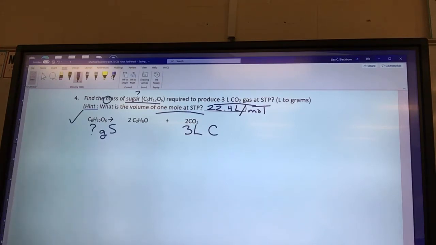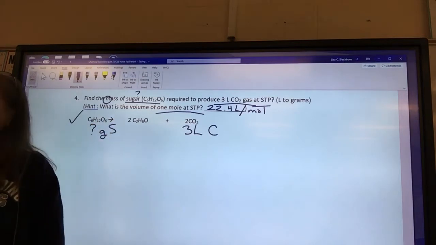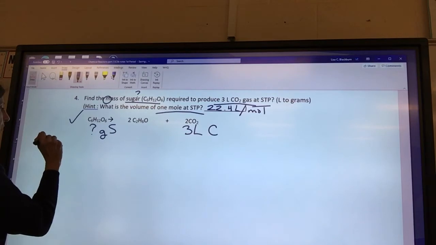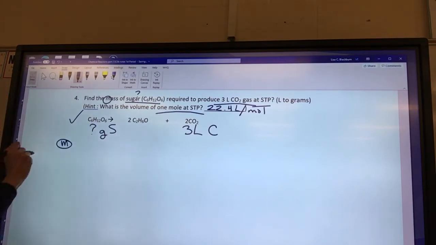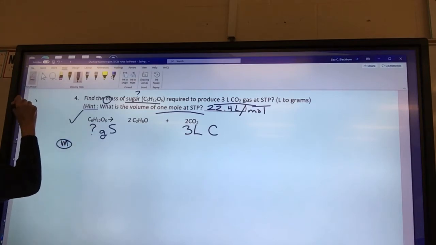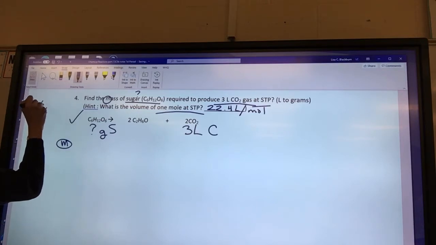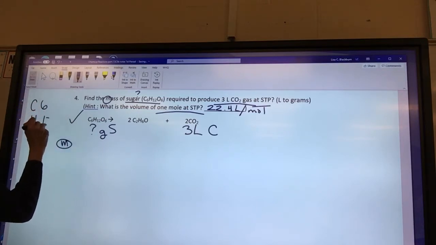Okay, now, we have grams, so what do we need next? The periodic table. So draw your little M&M to remind you that this is the next one. And we need to look up the molar mass of this. Good thing it keeps being C's, H's, and O's. It sure makes it easier, right? So carbon, I have 6 of them. Hydrogen, I have 12. Oxygen, I have 6.